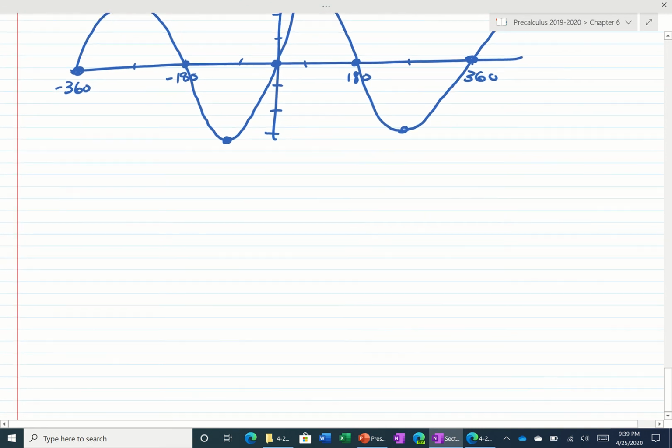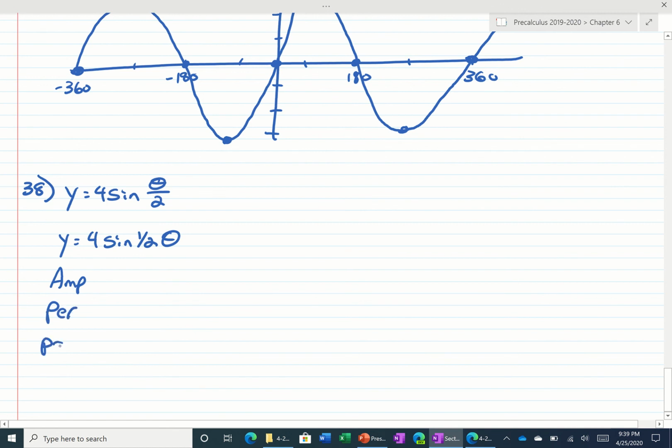Okay, we'll do the rest here. Number 38, it says y is equal to 4 times the sine of theta over 2, which we know is the same thing as 4 times the sine of 1/2 theta. So we'll write amplitude, period, and phase shift. The amplitude is 4. Period is 360 divided by 1/2, which is 720 degrees. And the phase shift is 0 degrees or none.